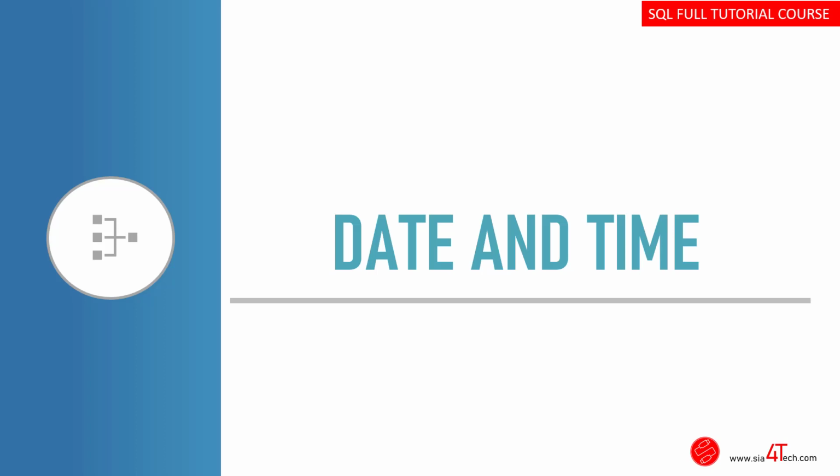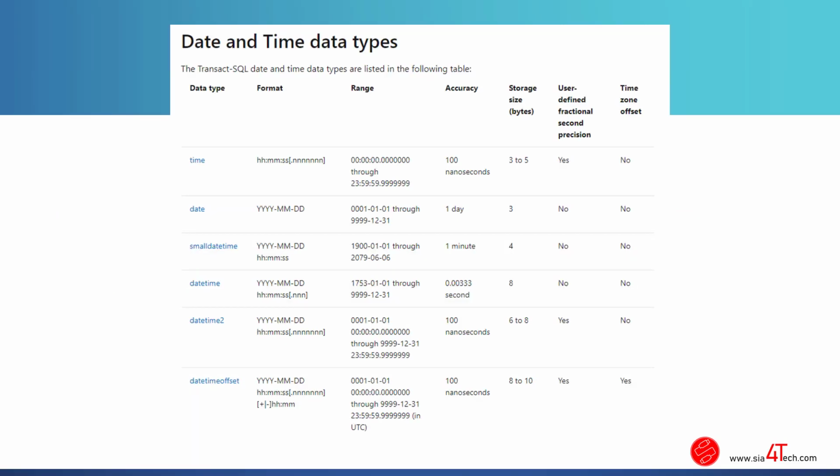Date and time in SQL. In SQL, we have several data types for date and time, like time, date, small date time, etc. Depending on the requirement of your application, you can choose a suitable data type for your date and time. For example, if you want to store a birth date, you can choose date data type.